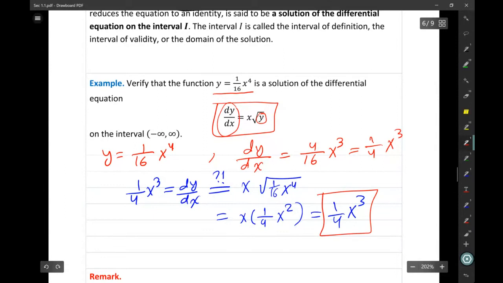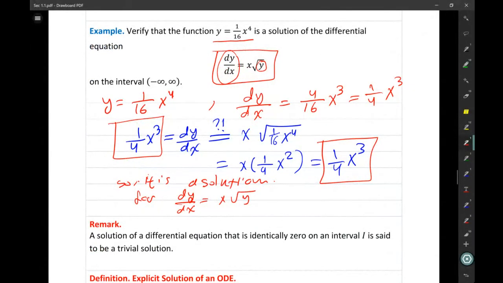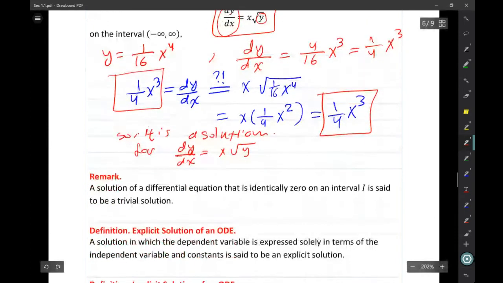So when you substitute, the right hand side is equal to the left hand side. So it is a solution. It is a solution for my differential equation, because when I substitute y with all its derivatives on the right hand side or left hand side, I get both sides equal.